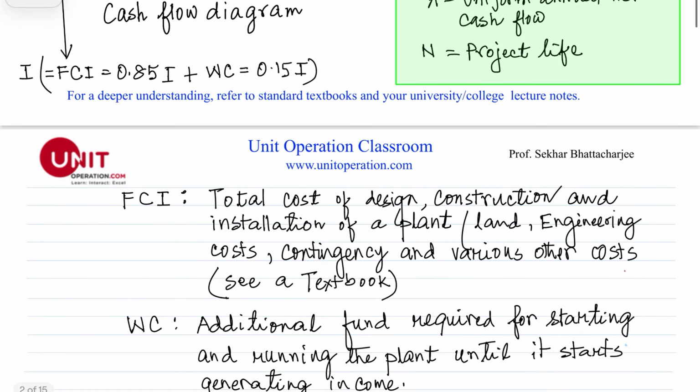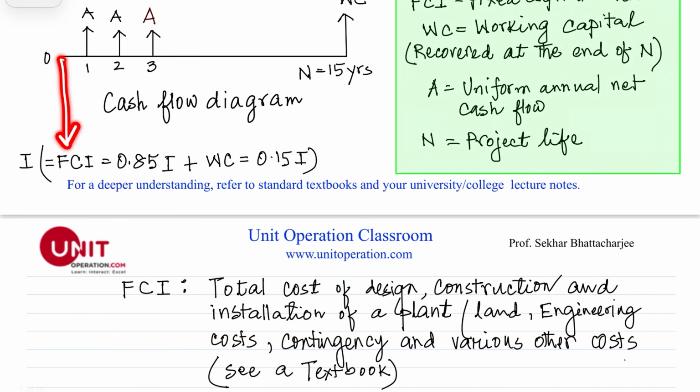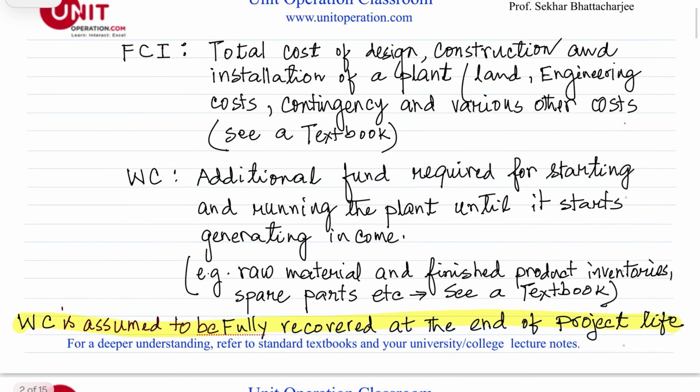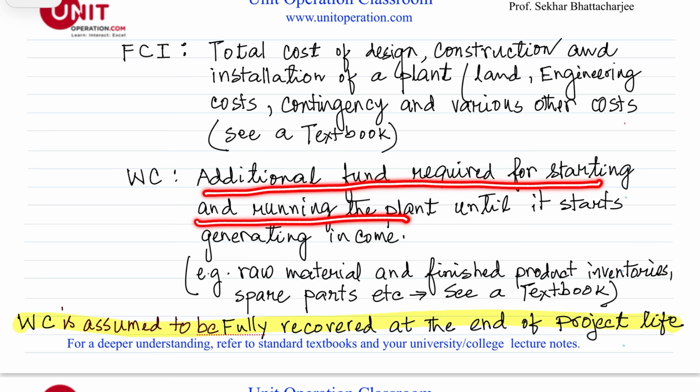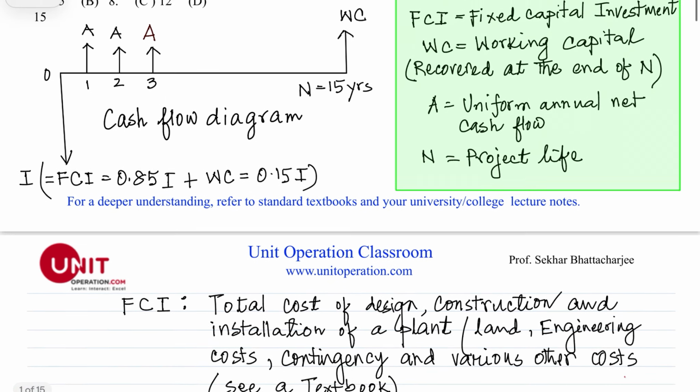So let's see what fixed capital investment is. Fixed capital investment for a chemical plant is the total cost of design, construction, and installation of the plant, which includes land, engineering costs, contingency, and various other costs. See any standard textbook. This is what initially we have to invest. Also, initially we have to invest additional funds, which is called the working capital. This is the additional fund required for starting and running the plant until it starts generating income. It could be raw material, finished product, inventory, spare parts, etc. Again, see a textbook. And as I said, the working capital is assumed to be fully recovered at the end of the project life. So that's what this cash flow diagram is.